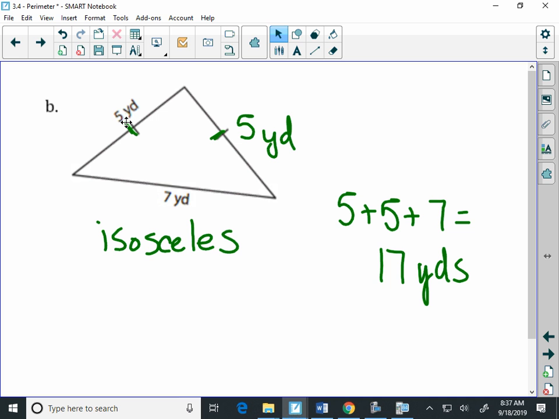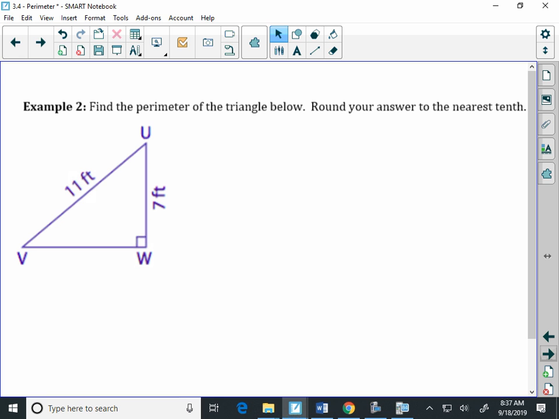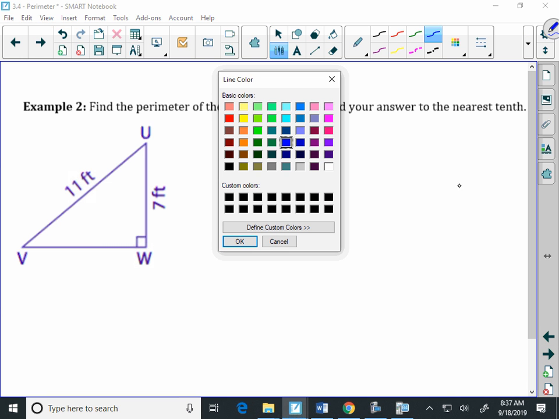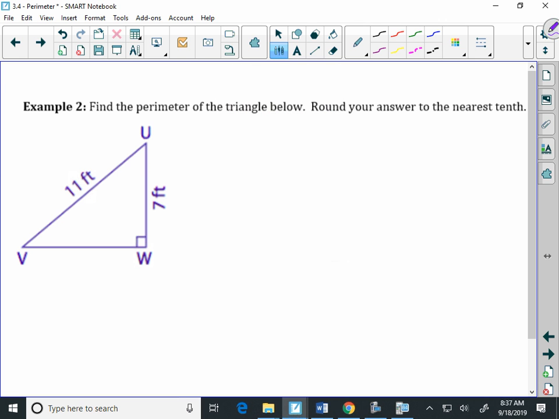Again, identifying what kind of triangle when we don't know what all of the sides are is helpful when it comes to finding the perimeter. As in our first example 2 here, it says find the perimeter of the triangle below, round the answer to the nearest tenth. Well, what we see in this particular triangle is that we have a right triangle. And when we have a right triangle, we know that we can use the Pythagorean theorem.